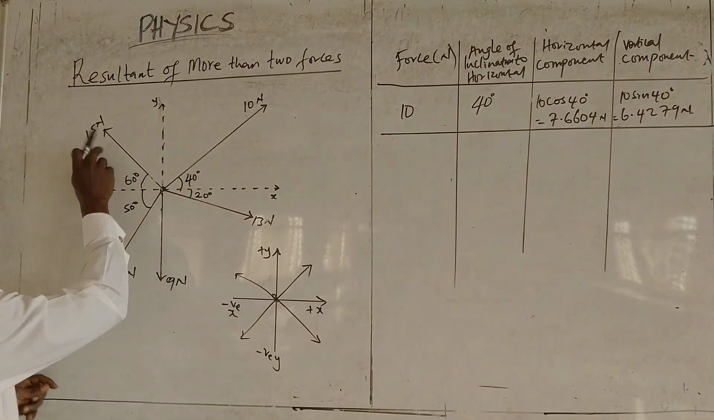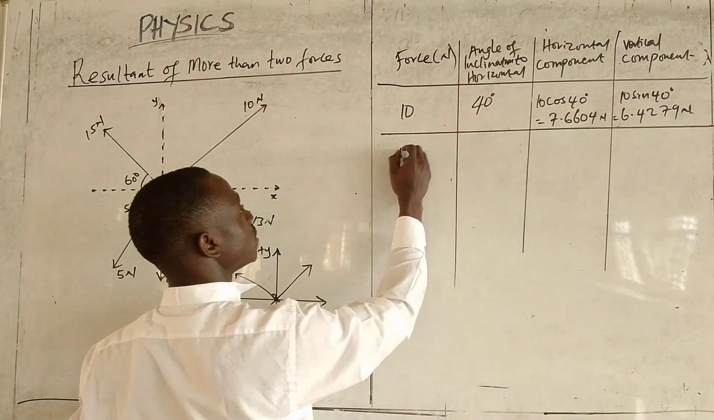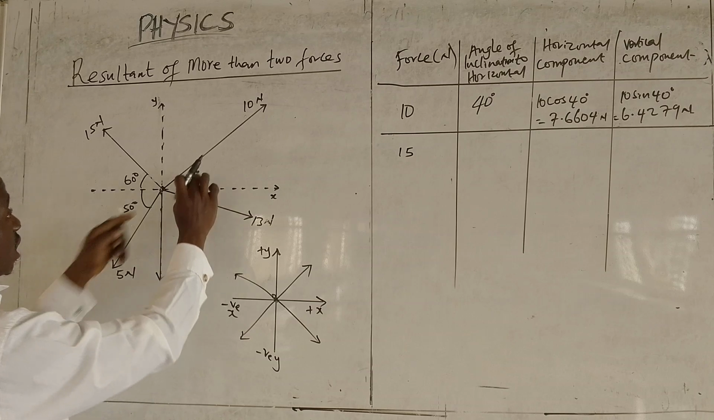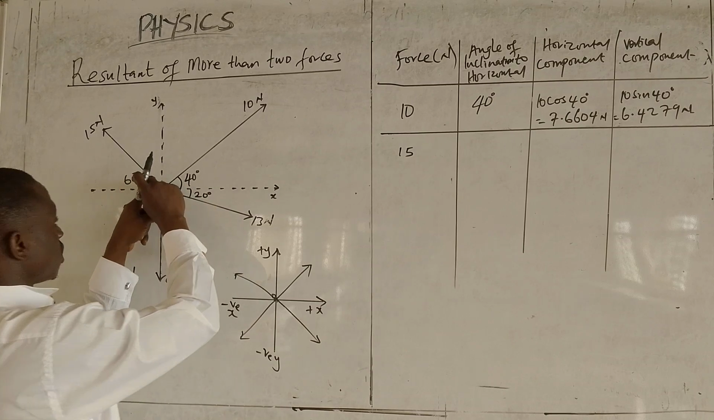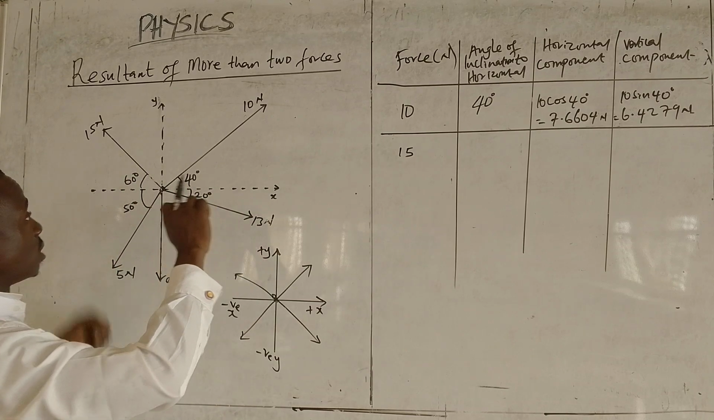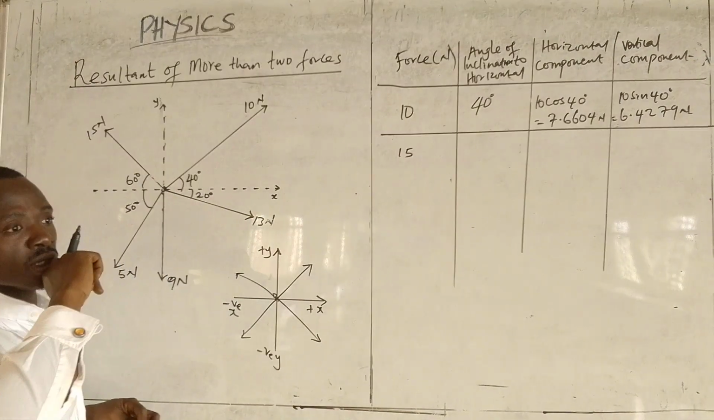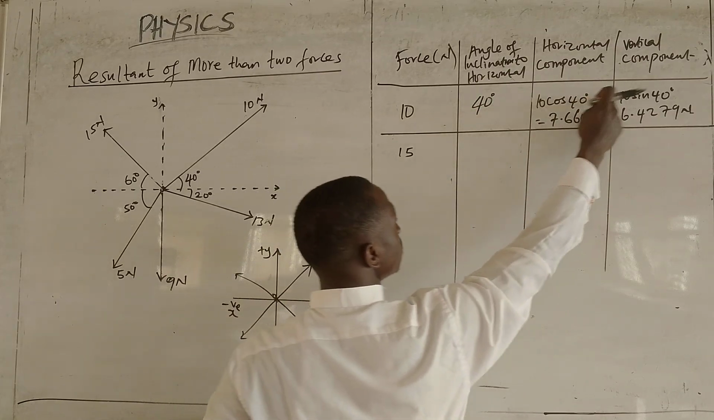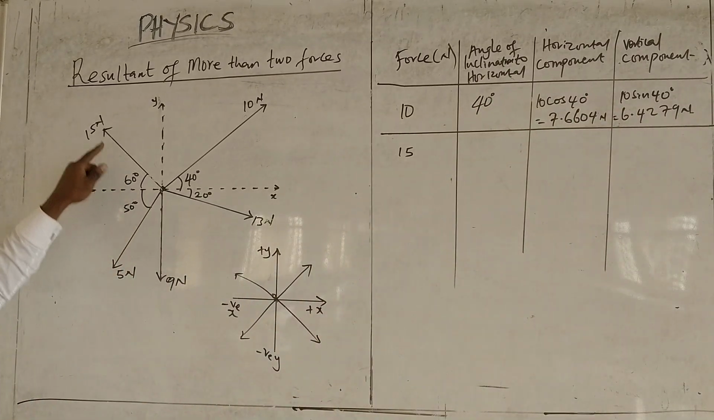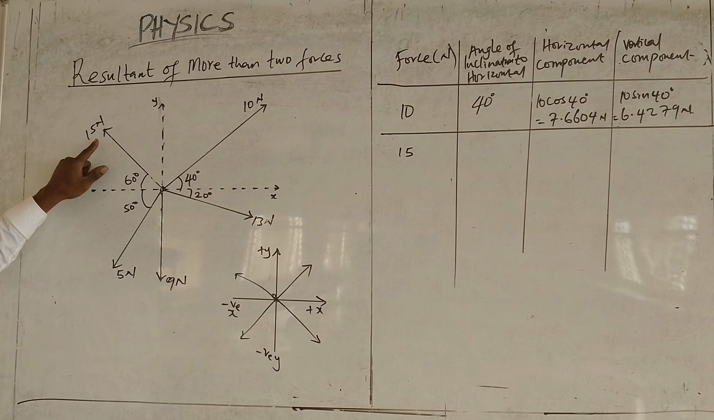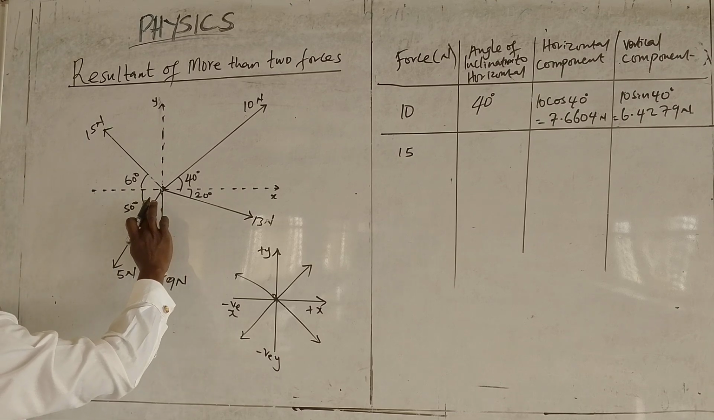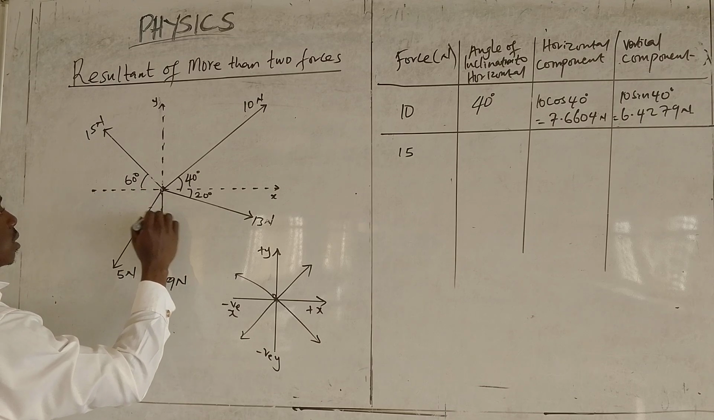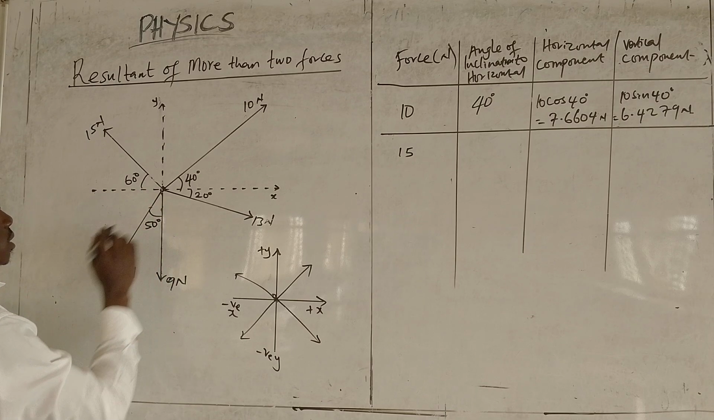Now we move to the next force, 15 Newton. So move to the angle. What is the angle? This angle of inclination to the horizontal is what you are going to use for both horizontal and what? Vertical component. You can see that this 40 is what we use here and here. Okay. So what's the angle of inclination of this? Now let me play a trick with you. Let me call here 50 degree. Okay.